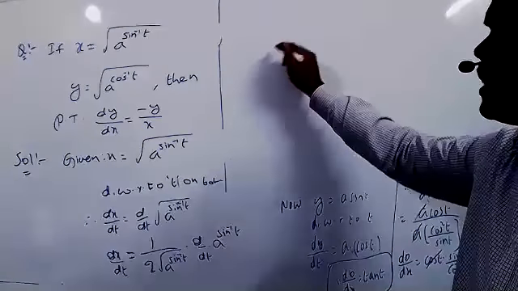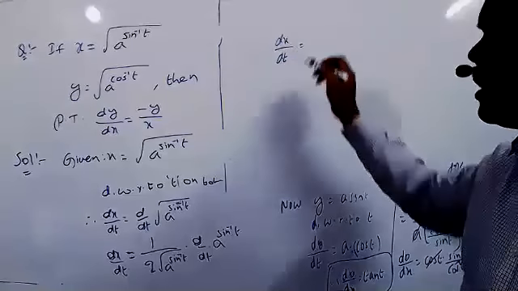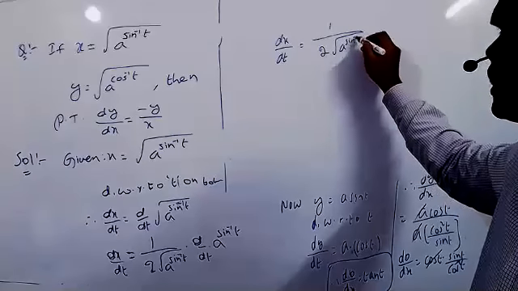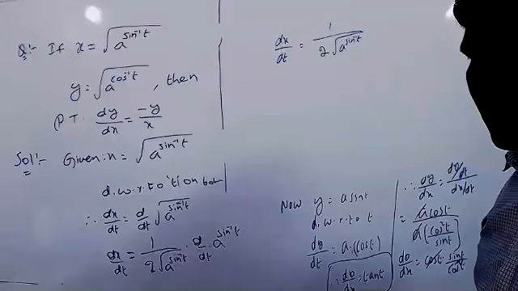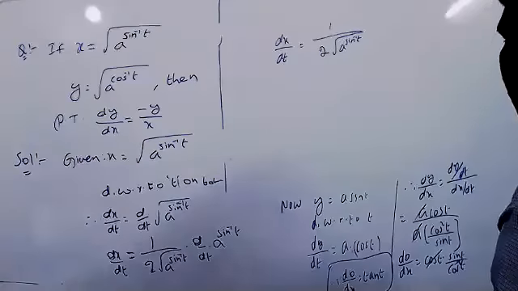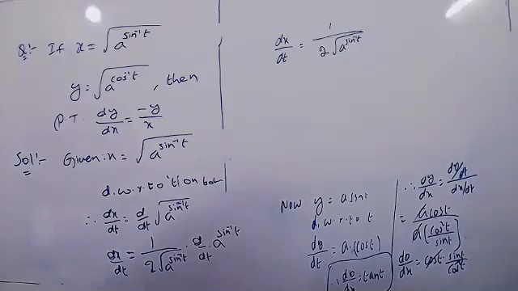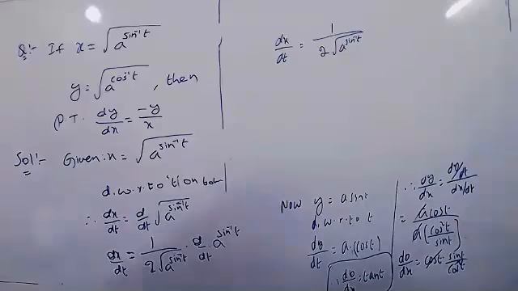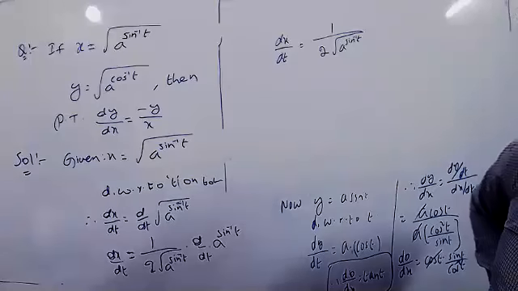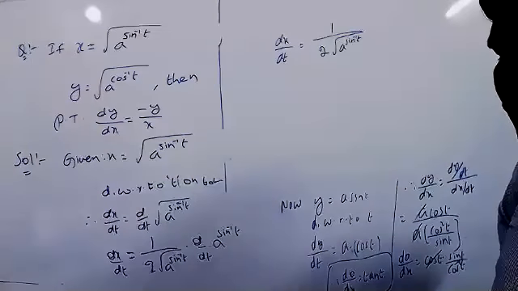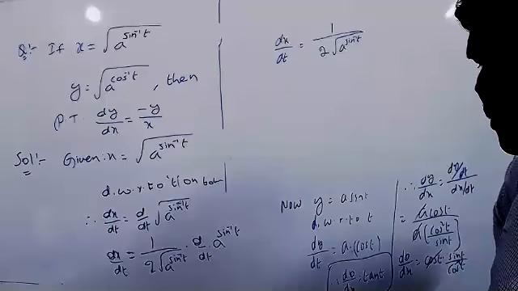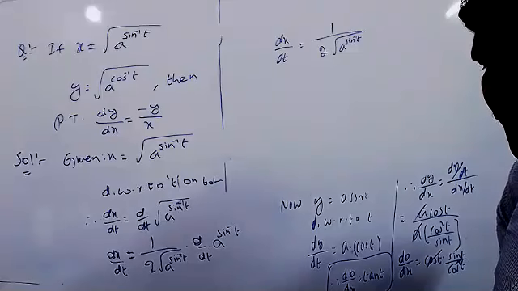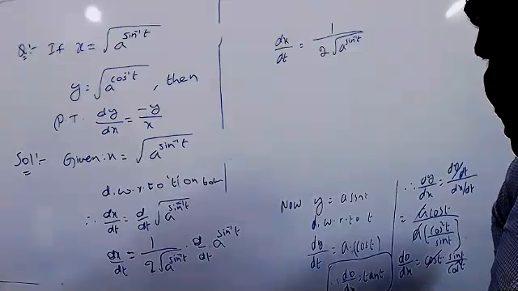Now dx by dt equals 1 by 2 into root over a power sin inverse t, a power sin inverse t. And differentiation of a power x equals, tell me the formula. Differentiation of a power x, it's not e power x. Tell me anyone. Differentiation of a power x equals, Anirudh?